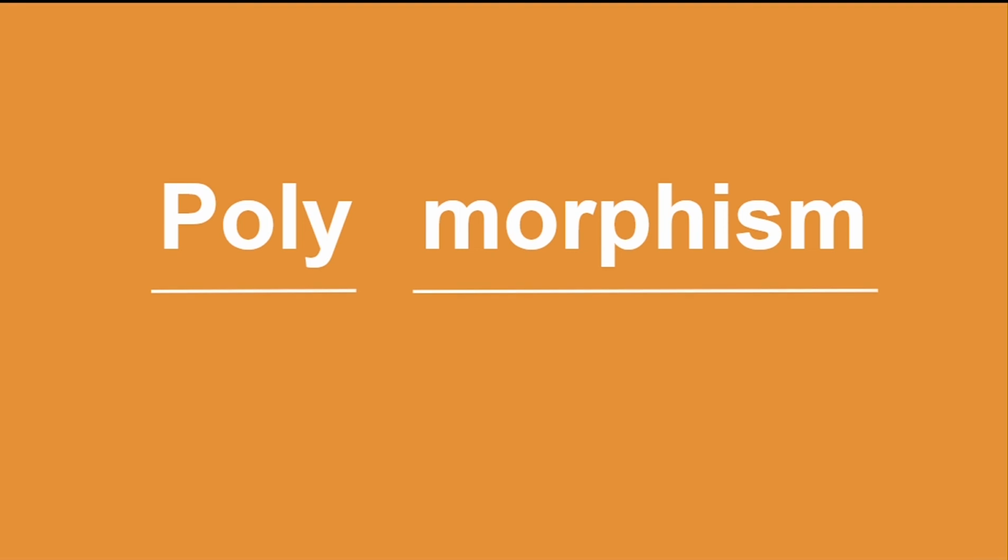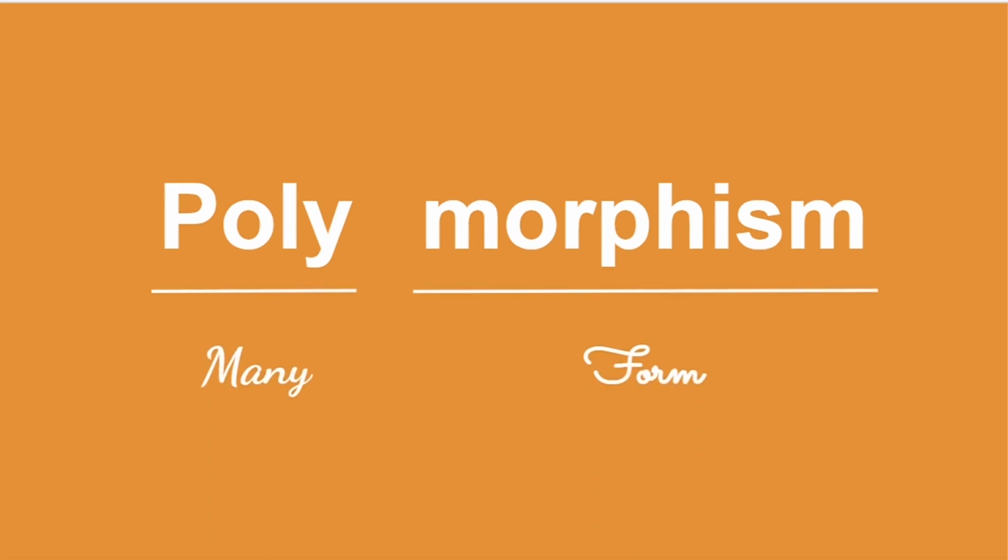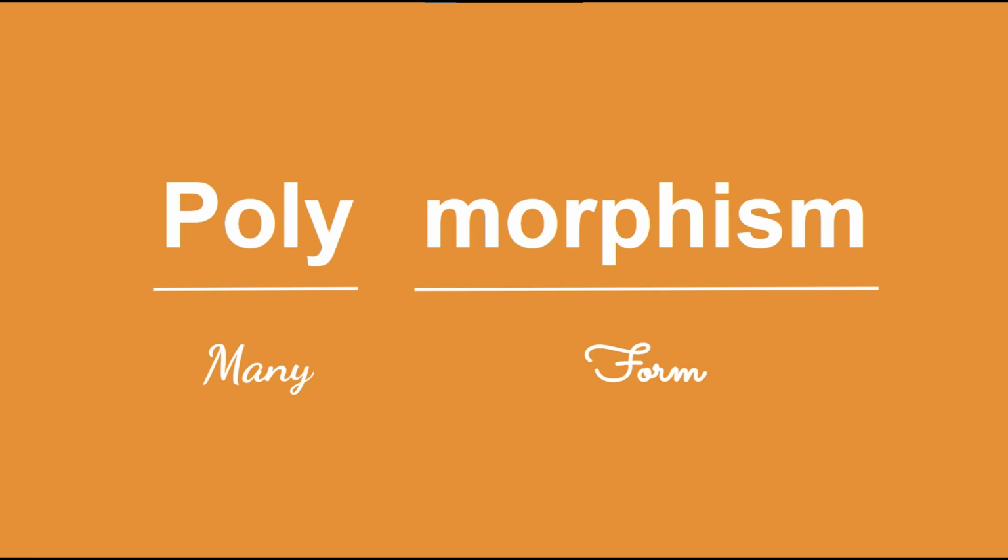Finally, polymorphism. Poly means many and morph means form. So polymorphism means many forms. In object-oriented programming, polymorphism is a technique that allows you to get rid of long if and else or switch and case statements. So back to our HTML element example.